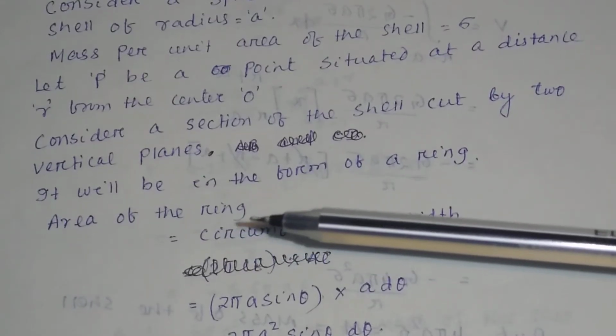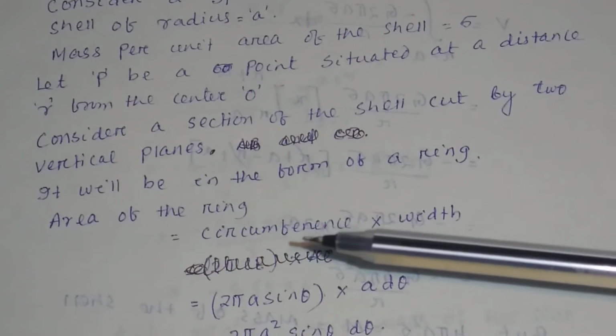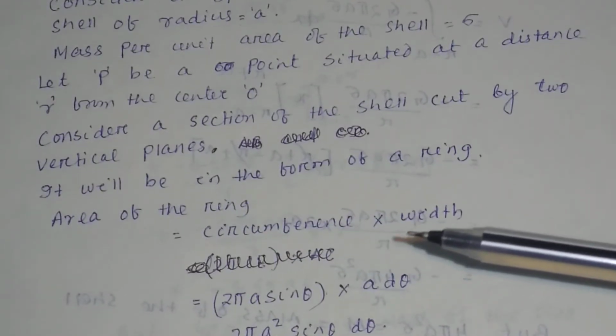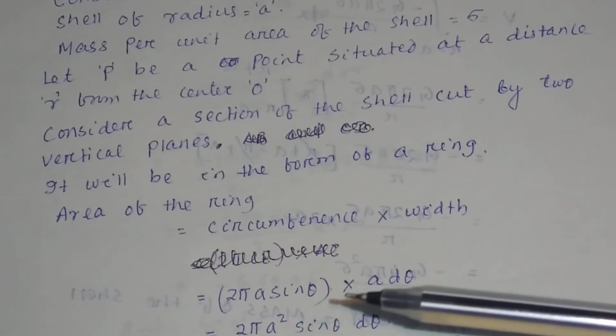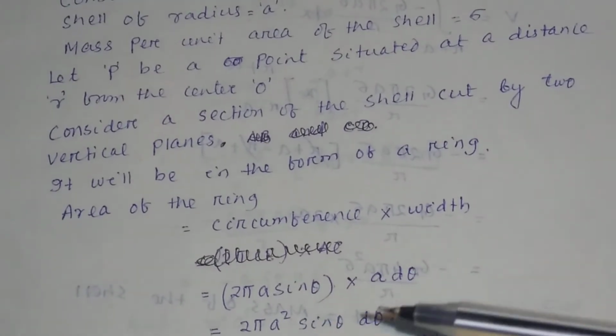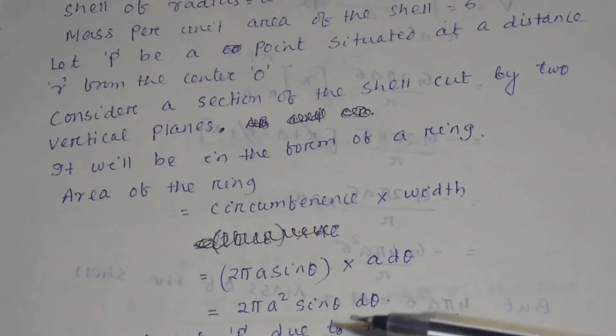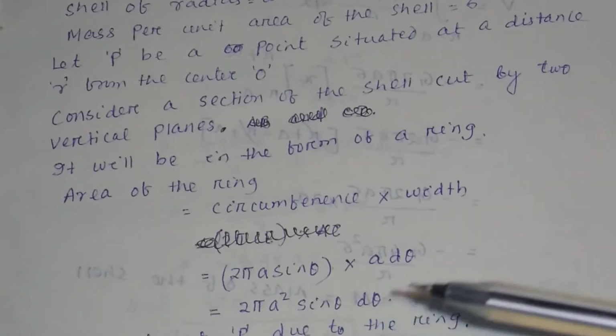So what will be the area of this ring? The area of this ring is equal to circumference into width. Circumference is equal to 2 pi a sin theta, and width is a d theta. So the area of this ring will be equal to 2 pi a squared sin theta d theta.